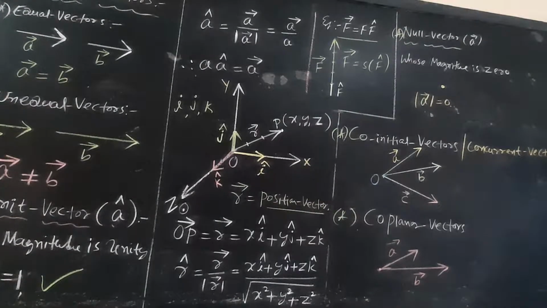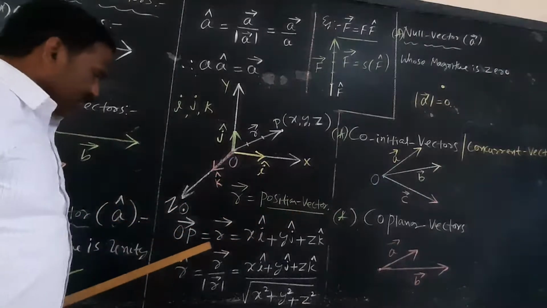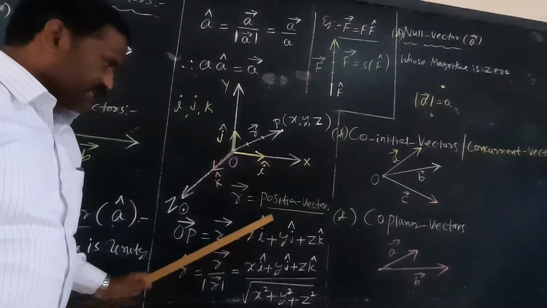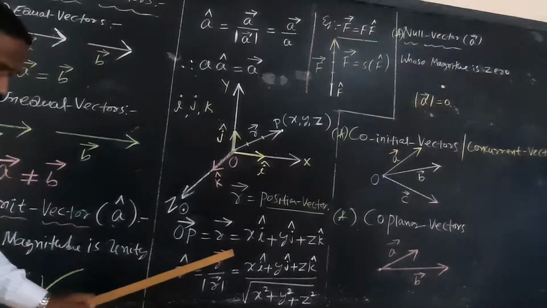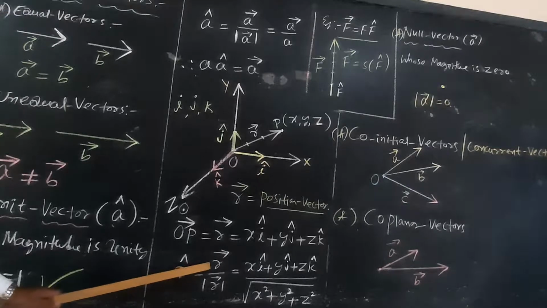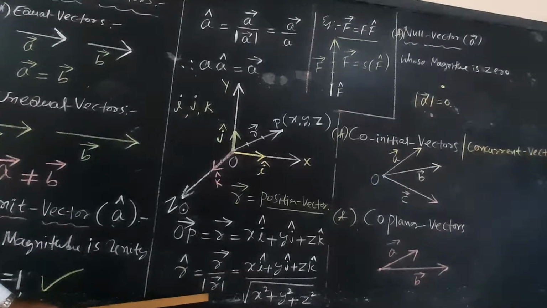We are talking about the position vector. What do you mean by position vector? Vector OP is called the position vector. Vector R is equal to xi cap plus yj cap plus zk cap. Right? So how to define r cap? R cap is equal to vector R divided by modulus of R.